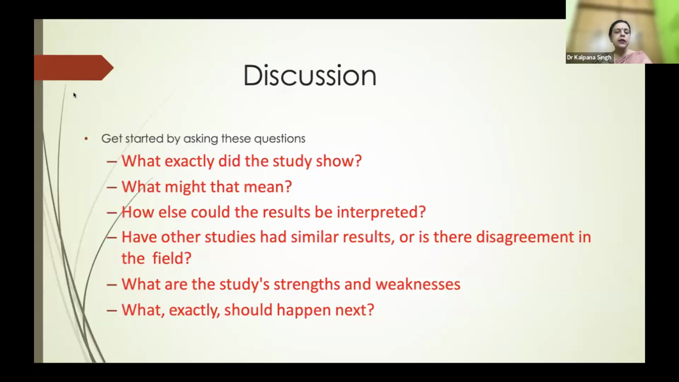We can start the discussion with these questions. What exactly does the study show? What might that mean? How else could the result be interpreted? Have other studies had similar results, or is there disagreement with previous researchers? What are the study's strengths and weaknesses, and what exactly should happen next?